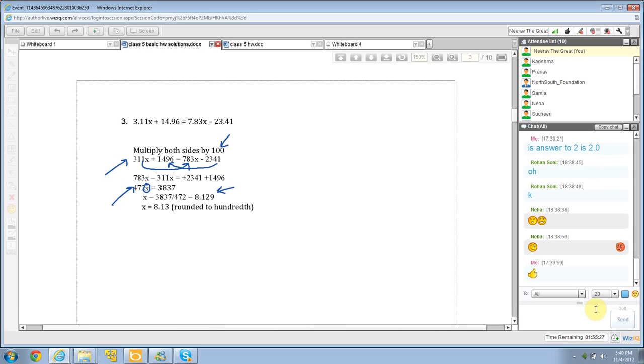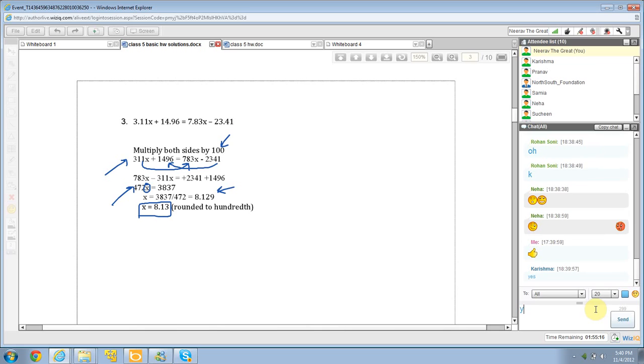Because it's a 9 here, and you think 5 or greater, you round up, so you round it to 8.13. Does that make sense to everyone? If I need to slow down, just go ahead and tell me. I just want to make sure if we're all understanding it, then you can go through it faster.